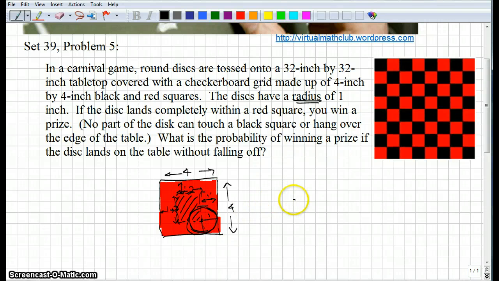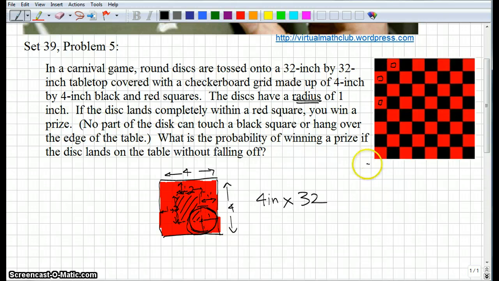So the area is 2 by 2, or 4 square inches, times how many? We had 32 red squares. So that would give us the valid area where it could land: all these little squares in the middle of each one of these where the center could land and we would win a prize.